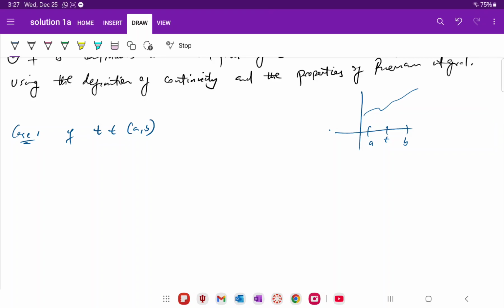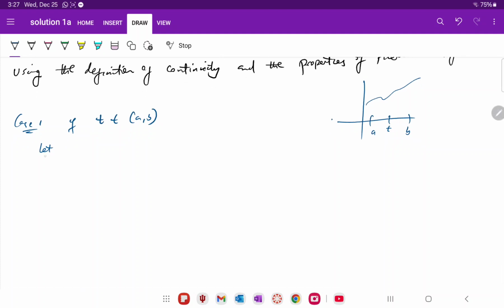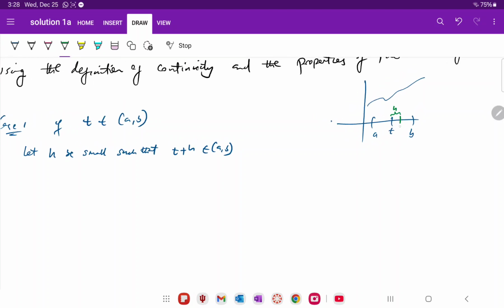So we can just get a small h. Let h be small such that T plus h still belongs to (A, B). So we get a point that is not far from T. Let's make it here, and that point is h. This point we have h. So this point will be T plus h.